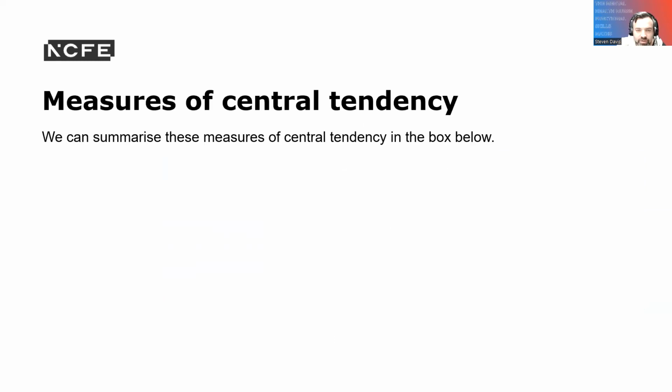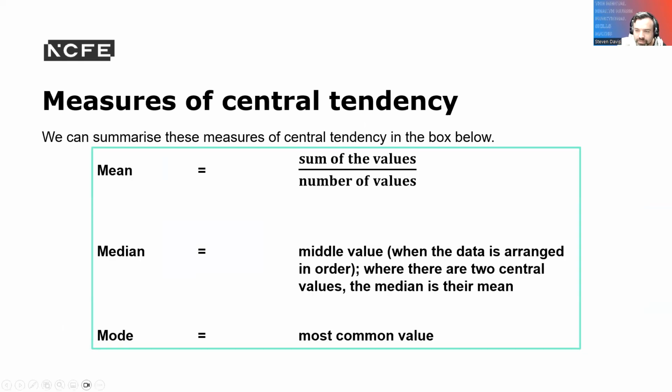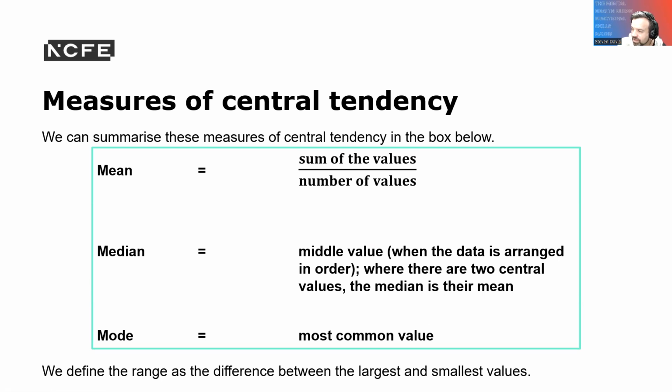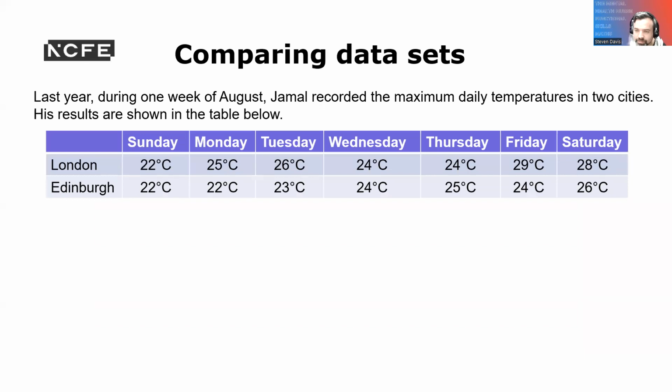Good. So measures of central tendency. We can summarize the measures of central tendency in the box below. Mean: the sum of the values divided by the number of values. The median is the middle value when the data are arranged in order. And the mode is the most common. We define the range as the difference between the largest and the smallest numbers.